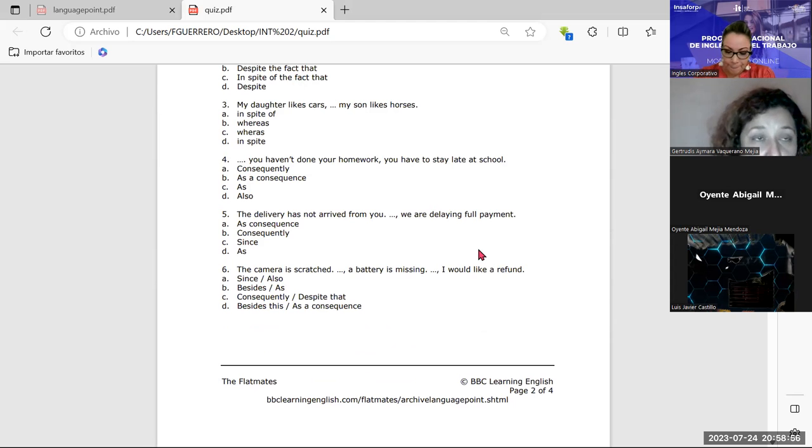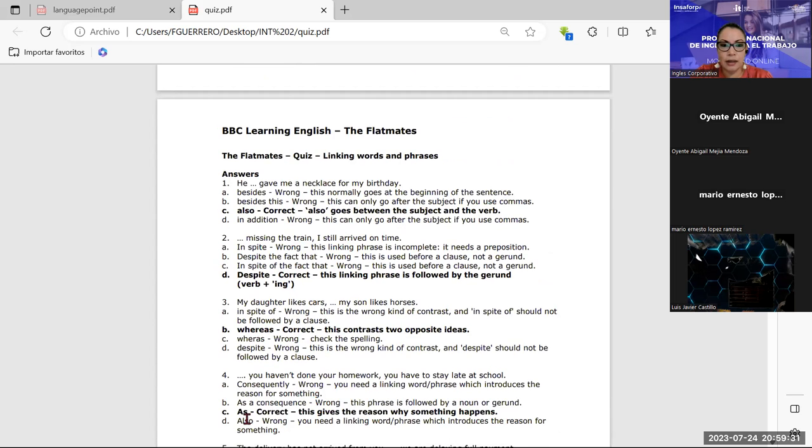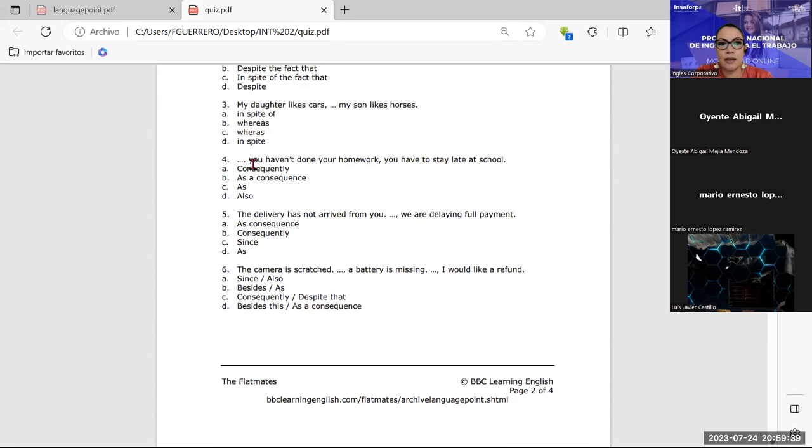And number four. So you say letter C. Letter C is the correct answer since as gives the reason why something happens. Aquí nos está dando la razón por la cual sucede eso. Since as you haven't done your homework, you have to stay late at school. What about number five?